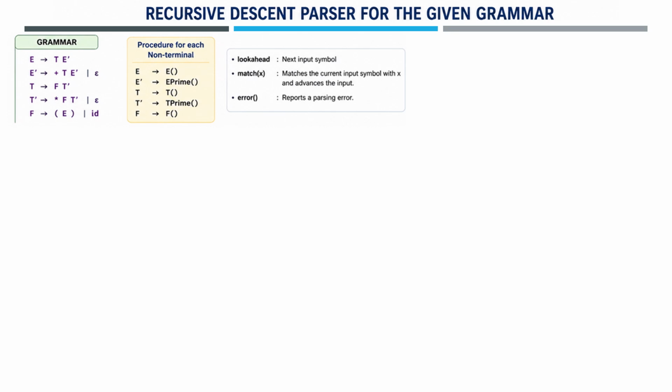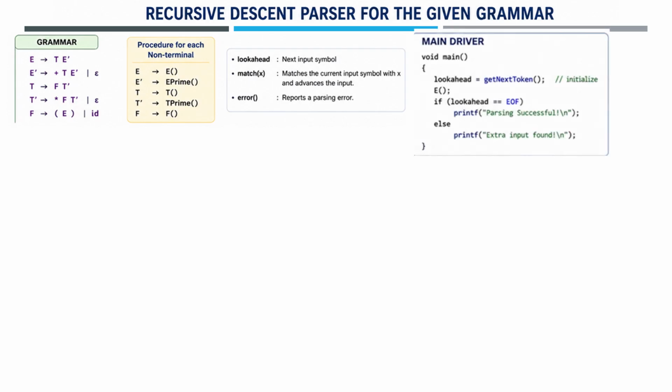Then lookahead is the next input symbol. Match: if it matches the current input symbol, then advance to the next pointer. Roughly, your main function will look like this: lookahead equals get next token. We need to start from the first production. So what is my first production? My first production is E tends to T E dash.